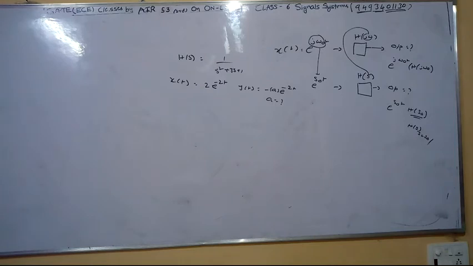Here the input given is 2 into e power minus 2t. You have to observe first of all whether the input is 2 into e power minus 2t or 2 into e power minus 2t into u of t. Here the input is equal to 2 into e power minus 2t only.